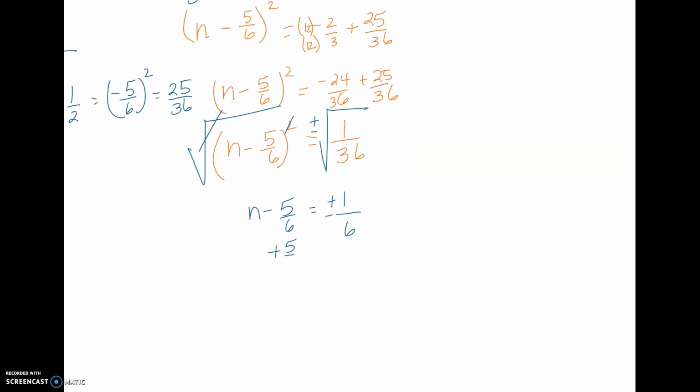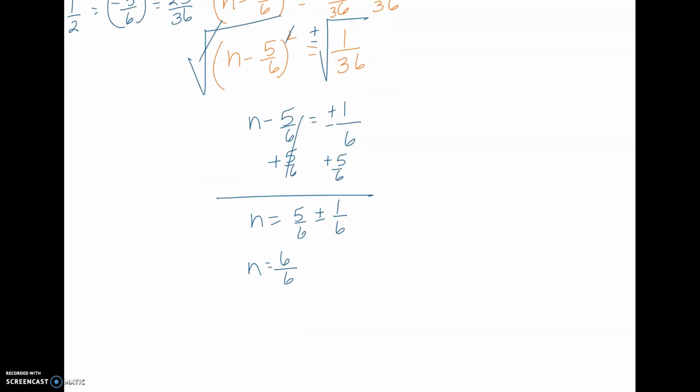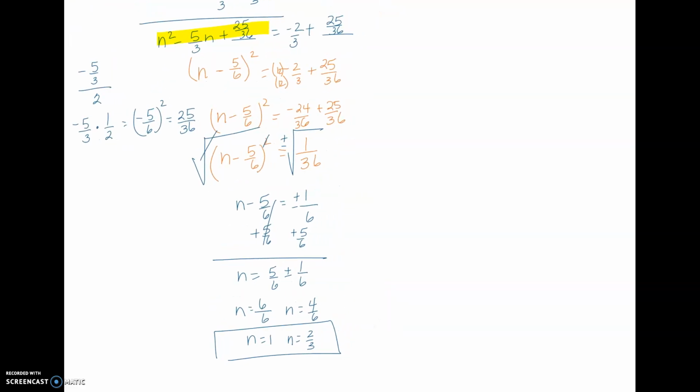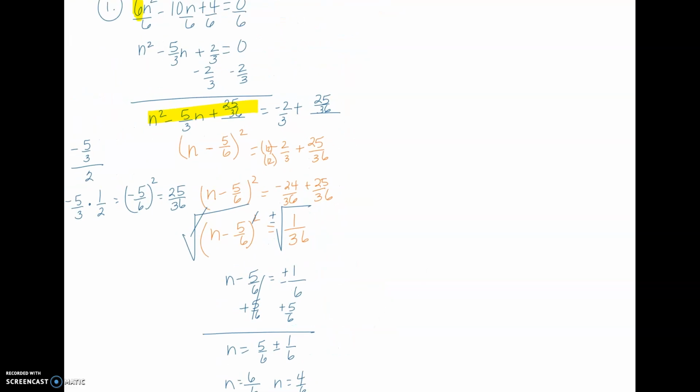To get n by itself, I will add 5/6. So I get n equals 5/6 plus or minus 1/6. 5 plus 1 is 6, so 6/6 is 1. 5 minus 1 gives n equals 4/6, which is 2/3. And that's your solution.